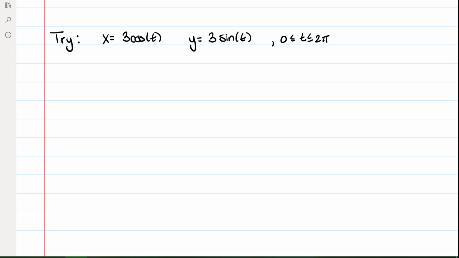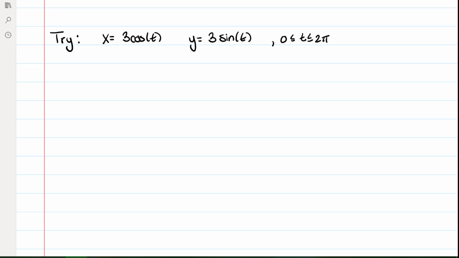All right, on your own, I want you to go ahead and graph this function. Tell me the initial point, the terminal point, and the direction. And then I want you to actually create the Cartesian equation, so find it without any t's. Go ahead and try that now.